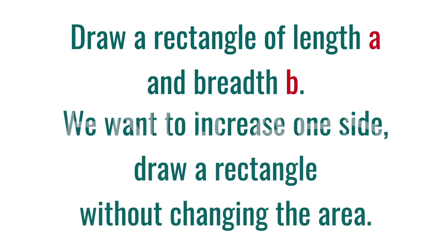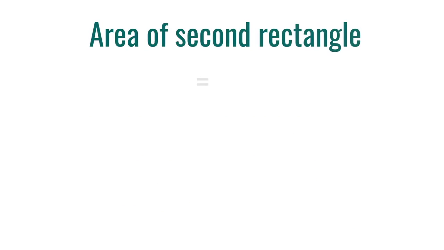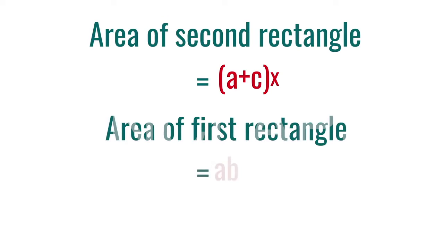Draw a rectangle of length A and breadth B. Here we want to increase one side a little and draw a rectangle without changing the area. Just assume the length we want to increase is C and assume the new width as X. So the area of new rectangle will be (A plus C) into X, that is length into breadth. The area of initial rectangle is AB.